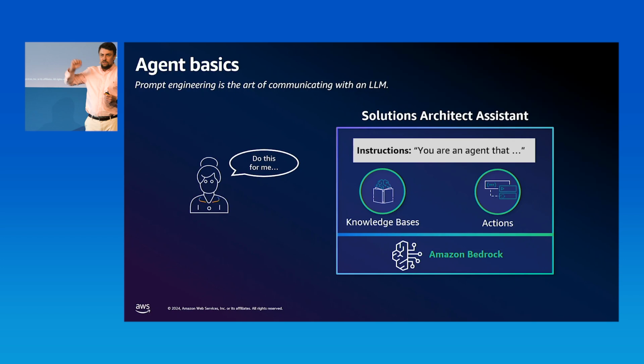On top of that, you see we have some instructions, prompt engineering. Prompt engineering is how you communicate with the LLM. Prompt engineering is a very, very important part of agents because it's where you describe what the role of the agent will be.